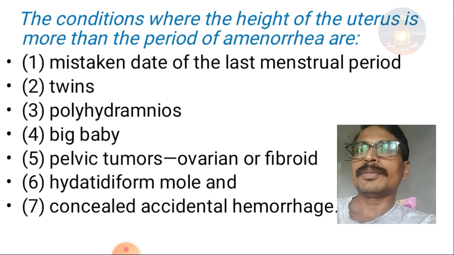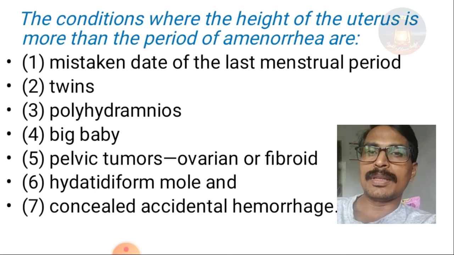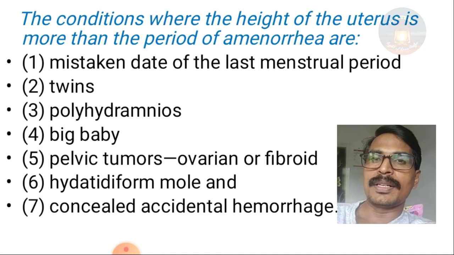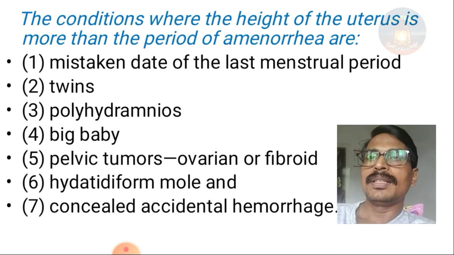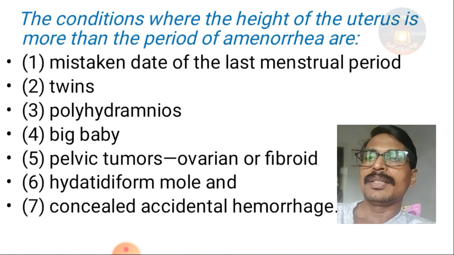The conditions where the height of the uterus is more than the period of amenorrhea. So which are the conditions where the uterus size is more than the period of amenorrhea? First one is mistaken date of last menstrual period. When the woman does not have a clear idea about the LMP, then there can be a change. Then twins. In case of twins, the uterine size is more than the period of gestation. Then polyhydramnios, that is excess of amniotic fluid. Then big babies, especially in diabetic mothers. Then pelvic tumors like ovarian or fibroid tumors.